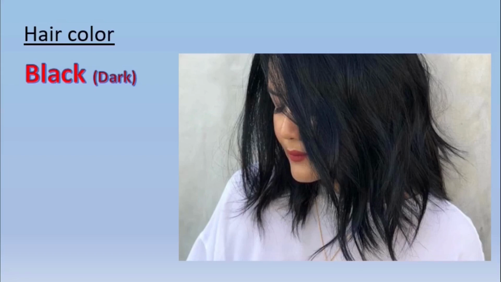Black. She has black hair. Her hair is black. Sometimes we can say, she has dark black hair, or her hair is dark black. Let's try putting them together now. Talk about hair length, hair quality, and then finally hair color.